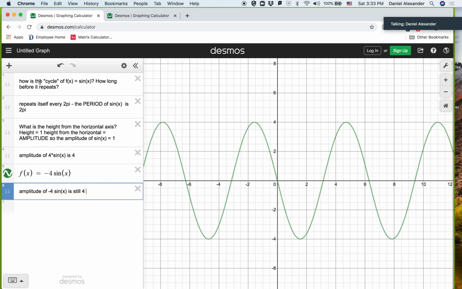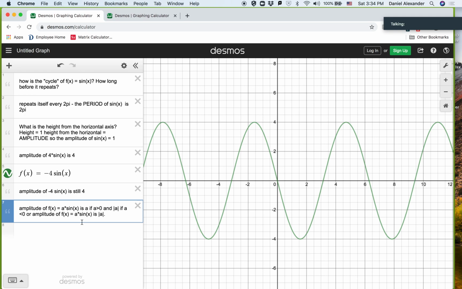So again, what this suggests is that the amplitude of f of x equals a sine theta is going to be a if a is positive. If it's negative, we would say it's the absolute value of a. Or you could just say that the amplitude of f of x equals A sine x is going to be the absolute value of A, since the absolute value of something positive stays positive. So we'll come back to that. What's the range here?